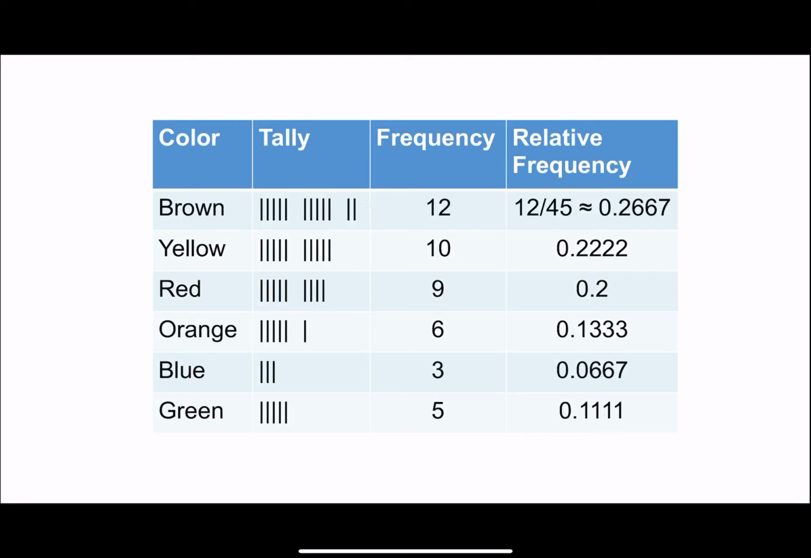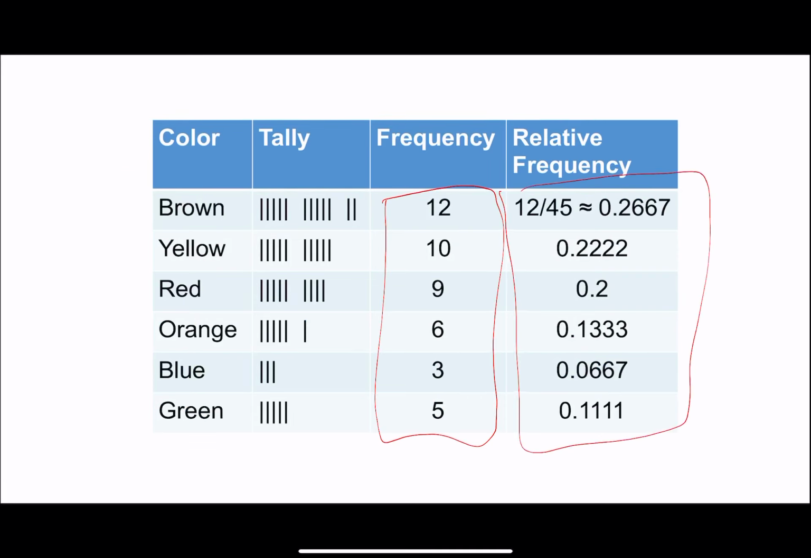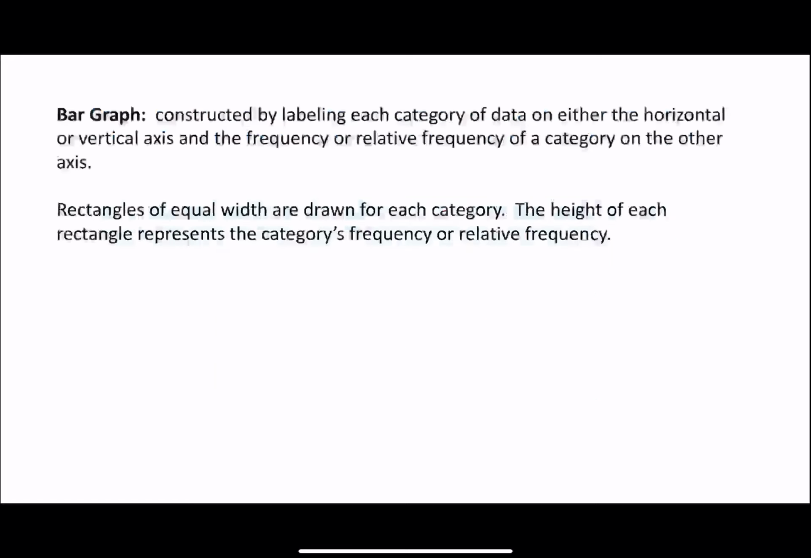So remember, the frequency is just how frequently that color shows up. The relative frequency says the percent of the time that one shows up. So a bar graph, I'm sure you've heard of bar graphs, you've seen bar graphs. Maybe you've never created a bar graph before, or maybe you have, who knows. But the rectangles are going to be equal width.